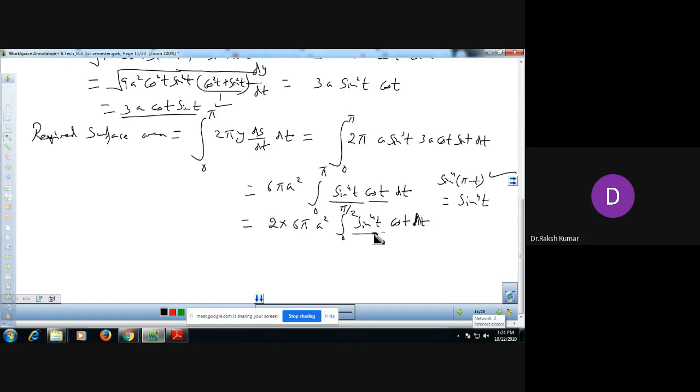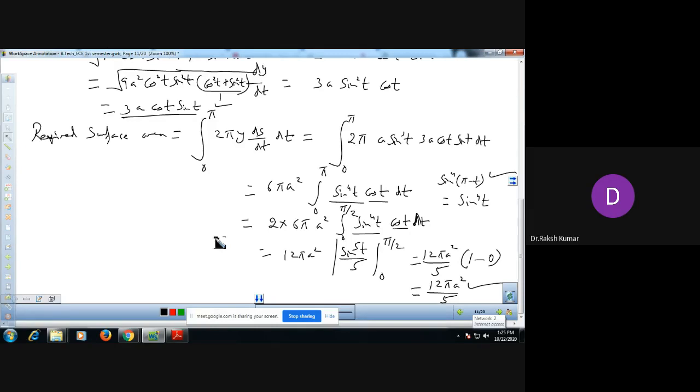Now this is a sine function, and the derivative of sine, cos, is also there. So this is 12 pi a square sine 5t over 5, which can be written from 0 to pi by 2. So this is 12 pi a square upon 5. This will be the value, because for upper limit pi by 2, it comes out to be sine pi by 2, which is 1. And for lower limit 0, sine of 0 is 0. So you should have 12 pi a square upon 5. So this is the required surface area for this curve when you revolve it about the horizontal axis.